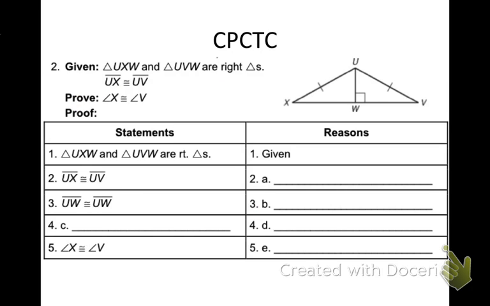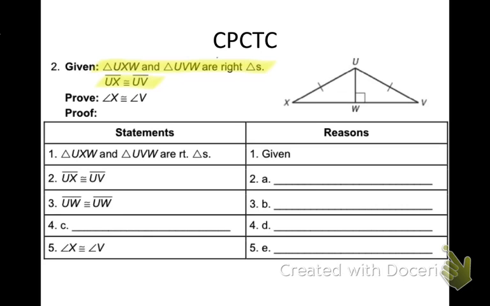Let's try another one. Now this would be what is called a 2-column proof. Same thing. We're just going to fill in the blanks. Okay? So I am given this information. Triangle UXW and triangle UVW are right triangles. UX is congruent to UV. Okay, I'm given that information.